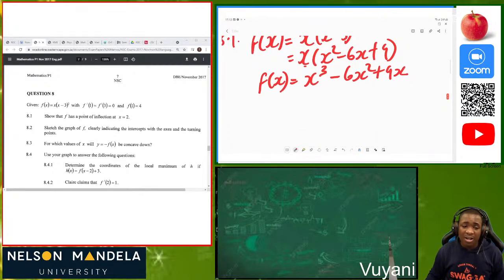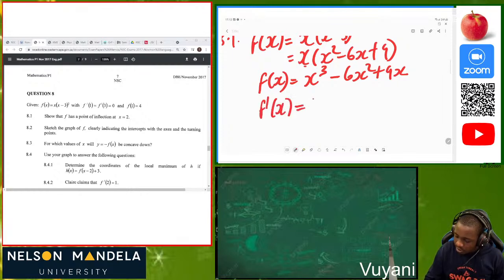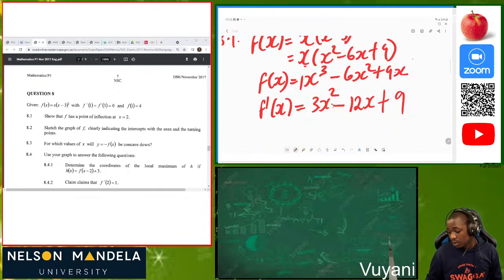In order for us to determine the point of inflection, we must know the second derivative. So let's start with the first derivative. f prime of x will be equal to 3x, because 3 times 1 is 3, then 3 minus 1 gives x squared. Then 2 times negative 6 is negative 12x, then 2 minus 1 is 1. Then plus 1 times 9 is positive 9. So we have 3x squared minus 12x plus 9.